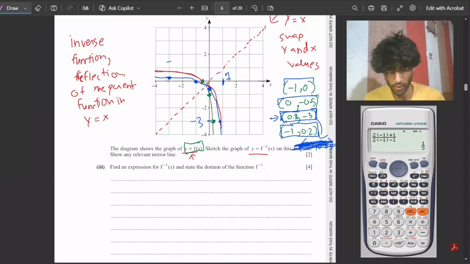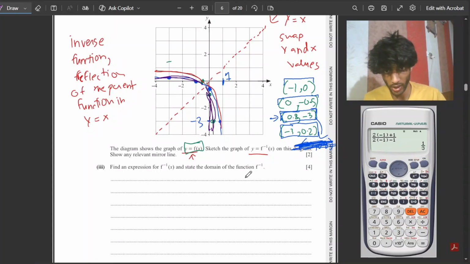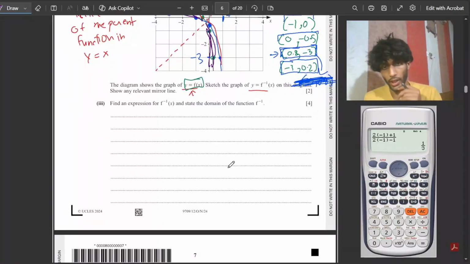So let me choose a different color. This part, this one, this one, this was mirrored on this side. That's what happened. But okay, moving on to part number 3. Find an expression for f inverse of x and state the domain of the function f inverse.